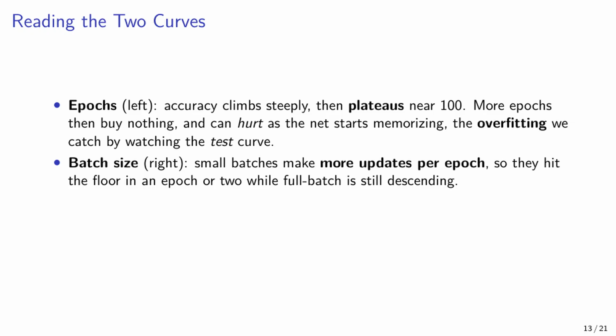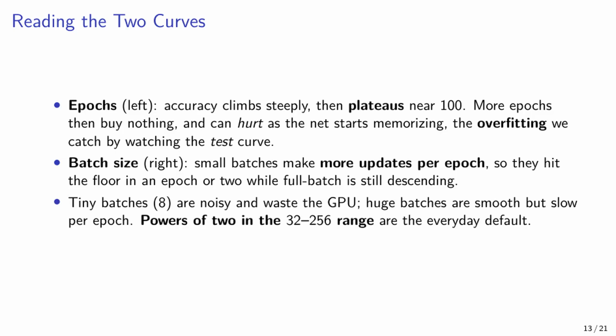Now the right plot: small batches make more updates per epoch, so they reach the floor in 1 or 2 epochs, while full batch is still descending after 15. But there's a trade-off hiding in that plot. Tiny batches like 8 are noisier and waste the GPU's parallelism. Huge batches are smooth but slow per epoch. Powers of 2 in the 32 to 256 range are the everyday default.